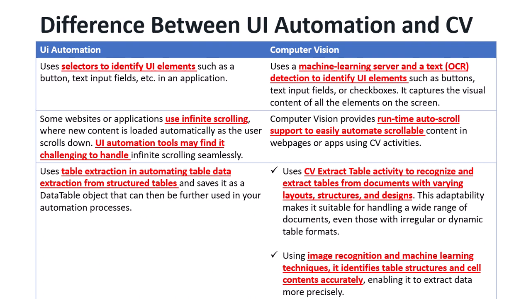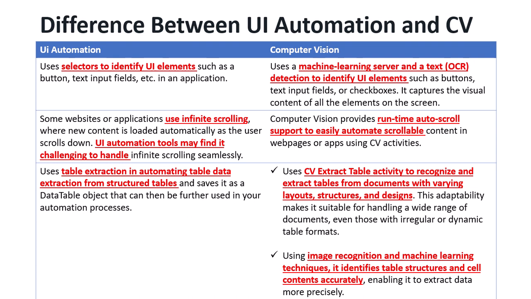The second difference is that some websites have a feature of infinite scrolling. There are grids with lots of data, but the website will not show that data in one go. As you scroll down, you will see more and more data. Whenever that type of functionality is there, the conventional UiPath automation tool finds it challenging. We can still do it, but it doesn't have any out-of-the-box support from UiPath.